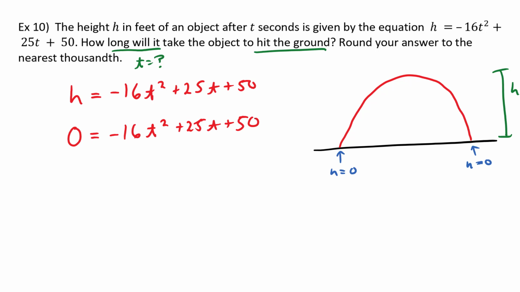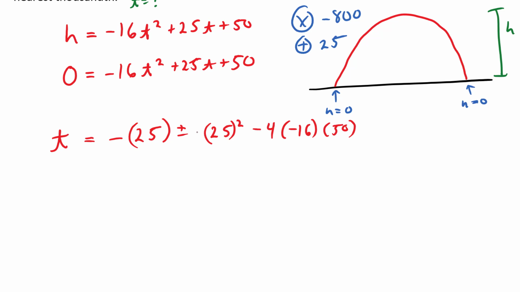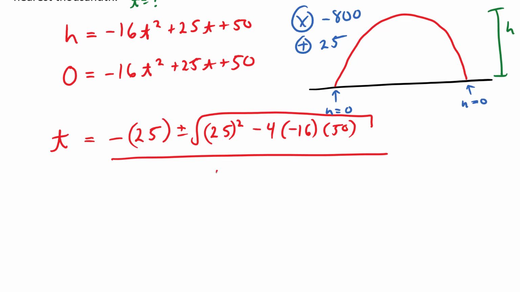Remember, we tried to factor this. We were looking for two numbers that multiplied to minus 800 and added up to 25. And we couldn't do that. Therefore, there are other techniques such as completing the square and the quadratic formula. Let's use the quadratic formula to solve this. So in this case, t is equal to, because t is our variable, not x, t is equal to negative b plus or minus the square root of b squared minus 4 times a times c, and I'm dividing that entire top part by 2 times a.